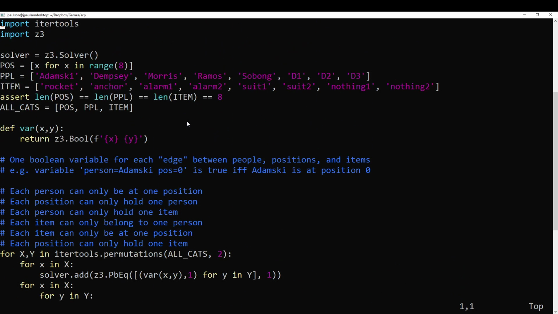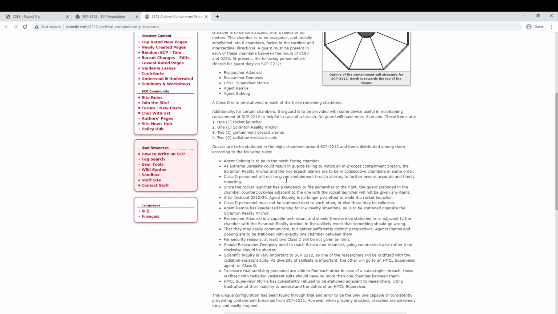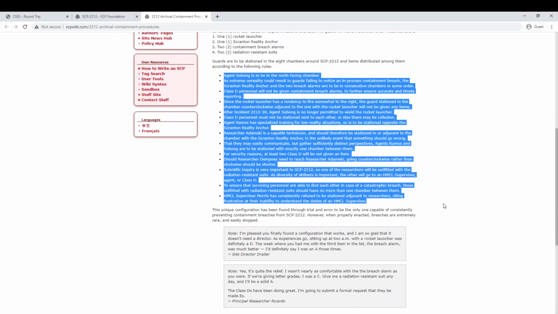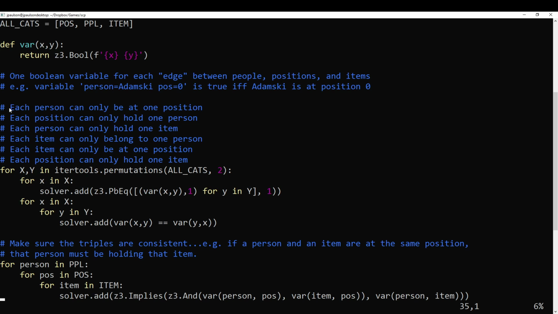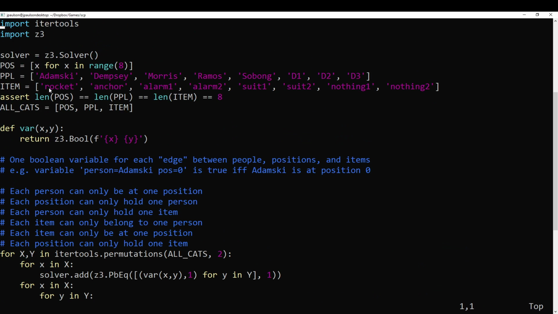So we need to set up our constraints, which are going to be these clues from the problem, as well as some logical constraints from the problem. Let me talk about those first. We have constraints like every person can only be in one position, every position can only have one person, and so on. Like we said, we had 64 variables, and only 8 of them should be true for each of these pairings, and we needed to set that.